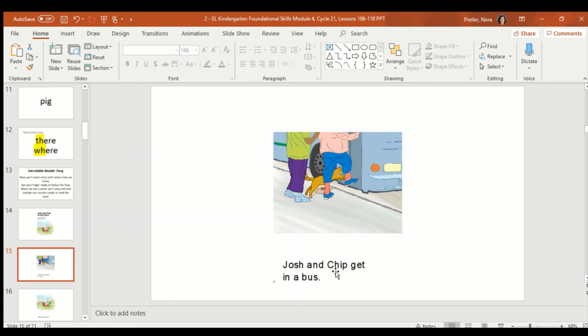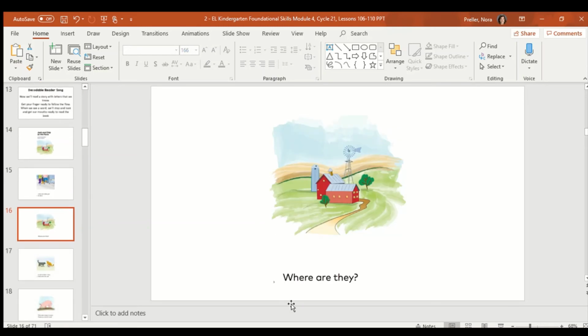Josh and Chip get in a bus. Josh and Chip get in a bus. I hope you noticed that the first time was kind of choppy, so when I was done reading it, I went back and read it a second time.